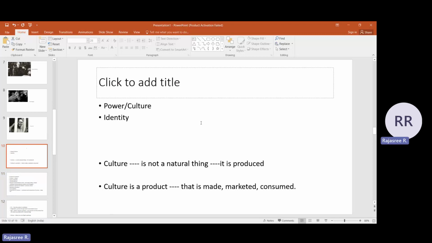So one important thing is cultural studies argues that culture is a product that is made, marketed, and consumed. And this culture includes everything that happens in daily life, right from food, entertainment industry, whether it be advertising, every aspect of human life falls under this culture. So culture is a product that is made, marketed, and consumed.